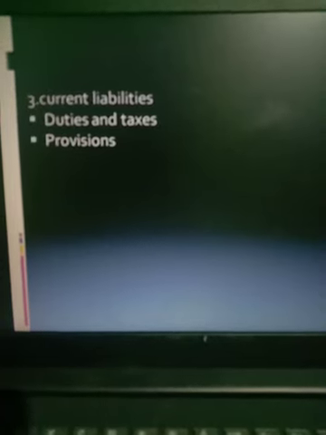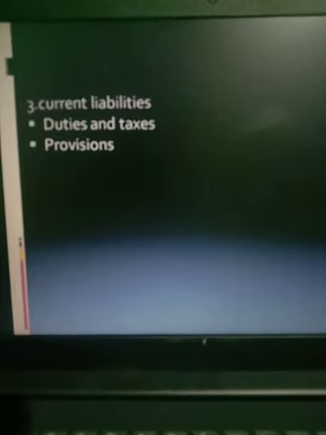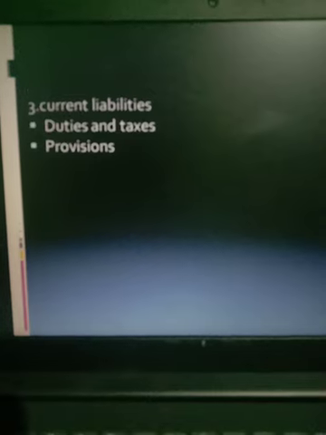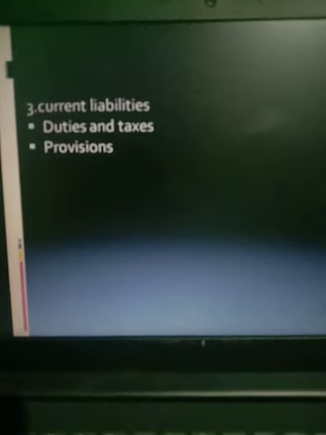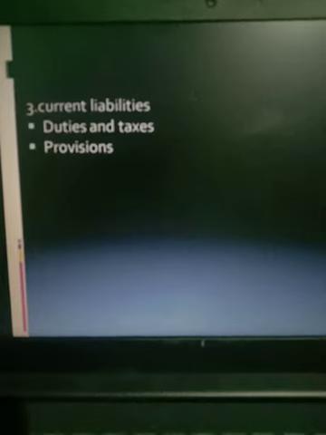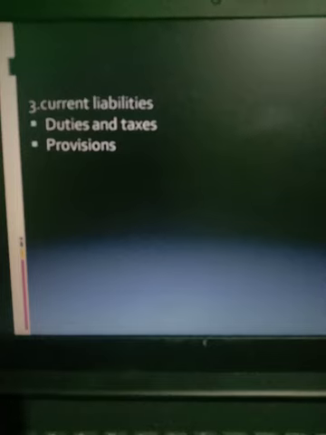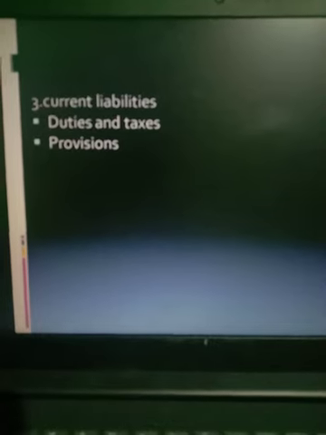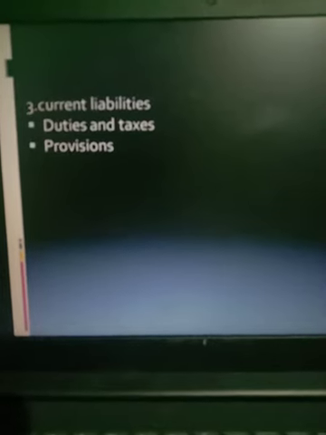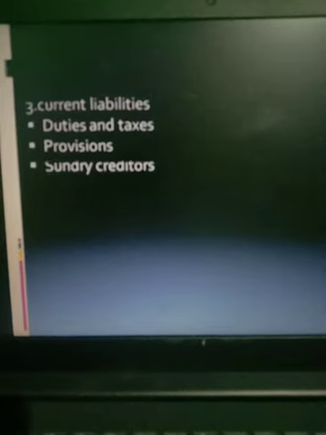Provisions. Provisions are created by the company out of their profits to fulfill certain expenses. For example, provision for depreciation means that provision is created for depreciation only. Provision for taxation, so for paying tax they created some provisions, and at the time of tax paying they will utilize those provisions.